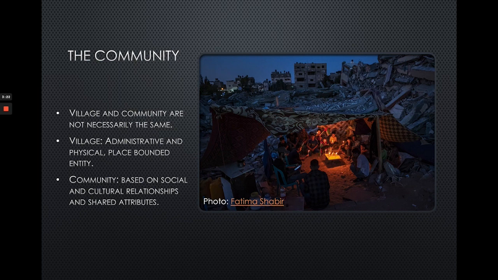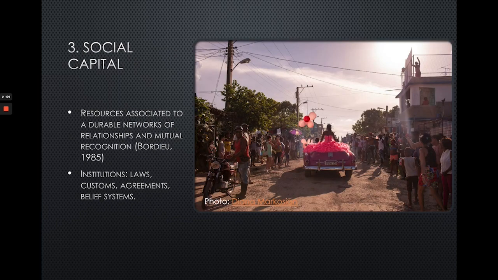I include this photo, which is a group of children in Palestine after their homes were bombed. So even if the buildings are not there anymore, there is still this community. And this is an example of how it is important to distinguish between the direct community and the village.